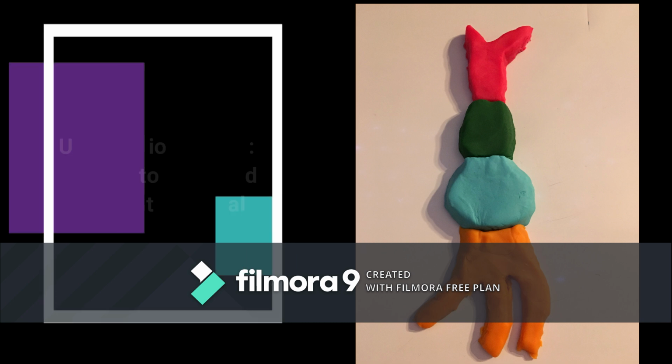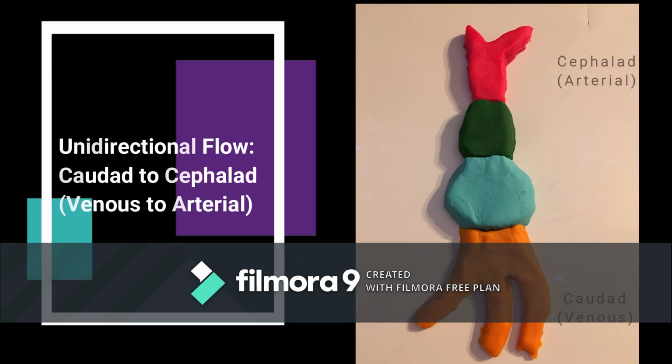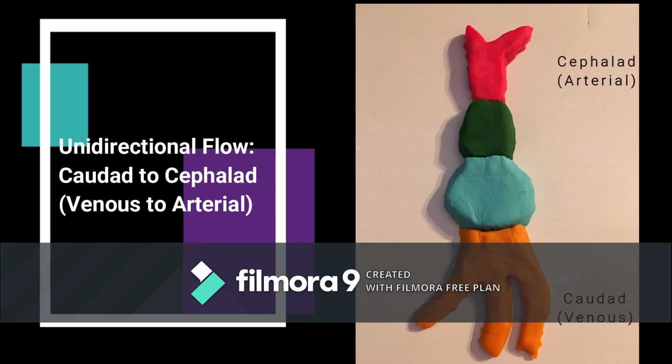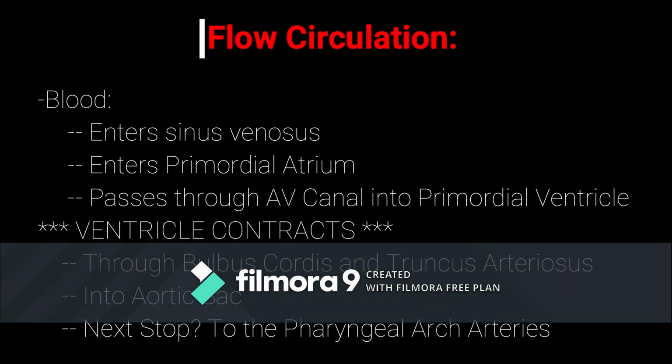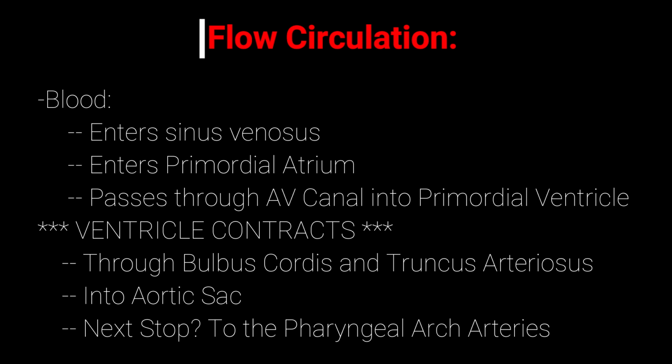When discussing circulation through the heart tube, it is important to note that there is unidirectional blood flow that occurs through the tube traveling caudad to cephalad, or venous to arterial. Blood will enter the sinus venosus, and from the sinus venosus it will enter the primordial atrium. It then passes through the AV canal into the primordial ventricle. When the ventricle contracts, blood is then pumped through the bulbus cordis and the truncus arteriosus into the aortic sac. It is then distributed to the pharyngeal arch arteries.